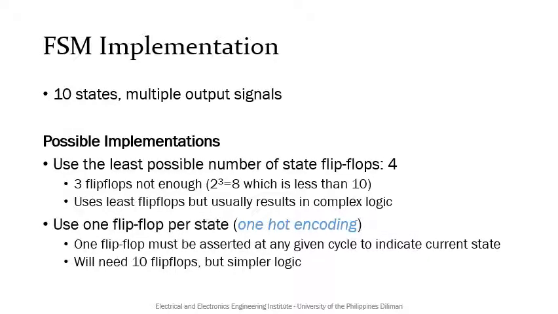Another possible approach is to use one flip-flop per state, an approach called one-hot encoding. In one-hot encoding, only one flip-flop must be asserted at any given cycle to indicate what is the current state. In our system with 10 possible states, we will need 10 flip-flops for this approach, which is more than 4. But we'll be able to show that the logic implementation with one-hot encoding will be much simpler.